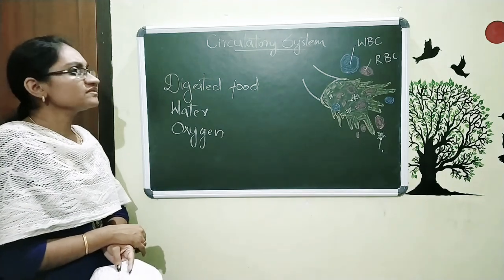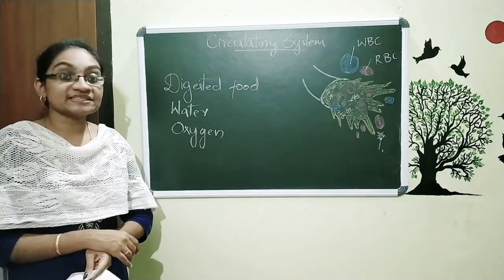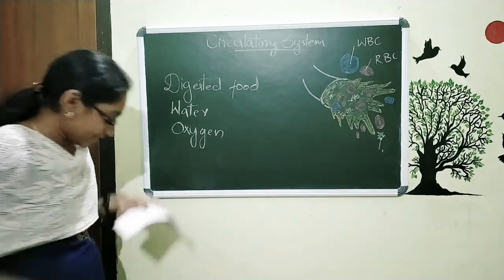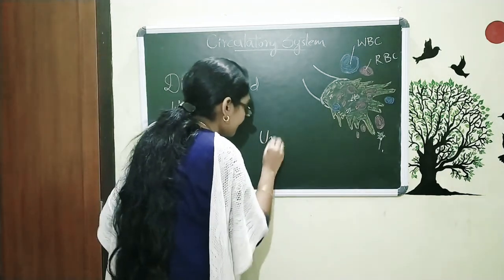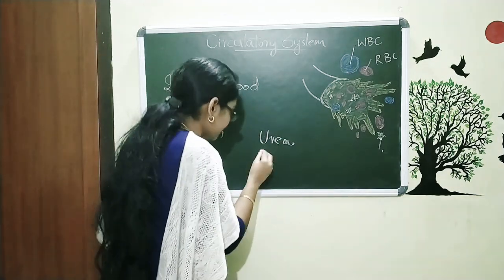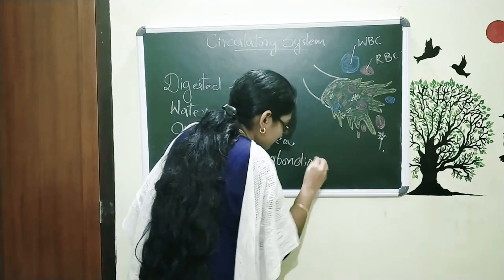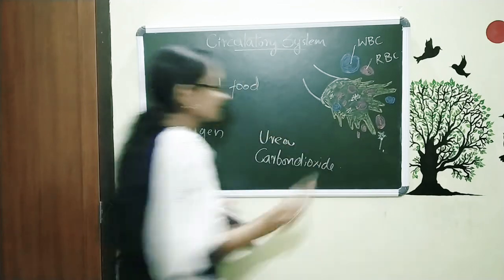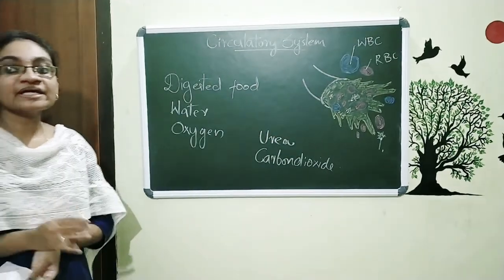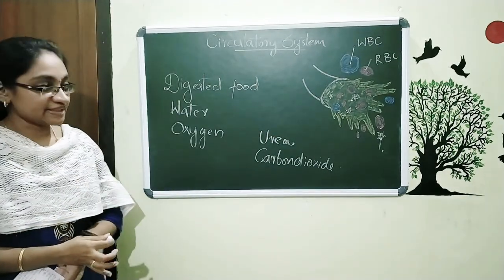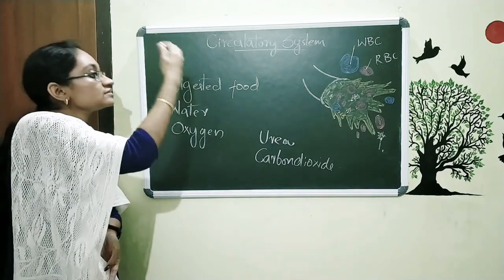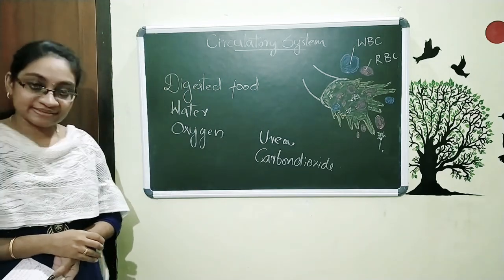And also there are certain waste materials. Which are they? They are urea and carbon dioxide. These are the things that are produced in our body during body functioning, and we can also take them out using the circulatory system.